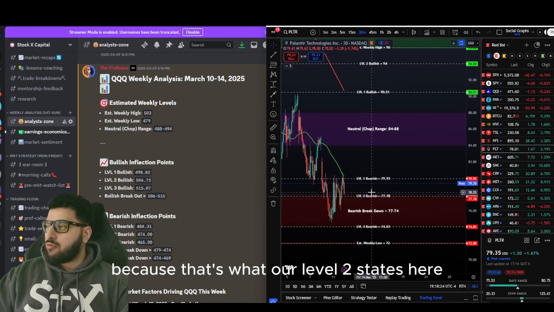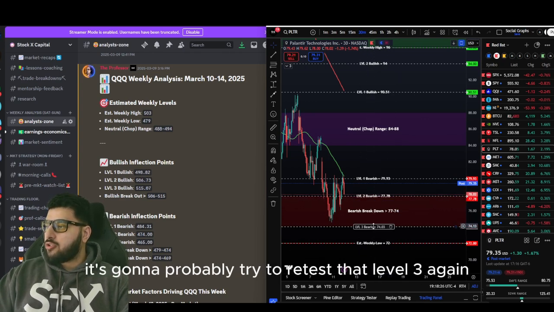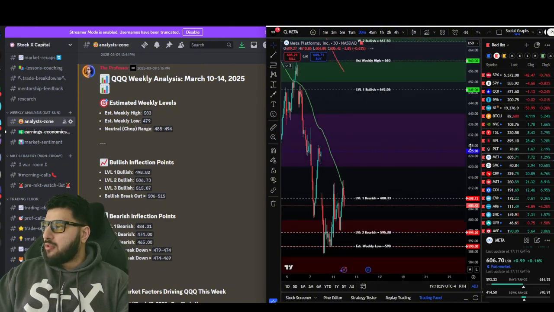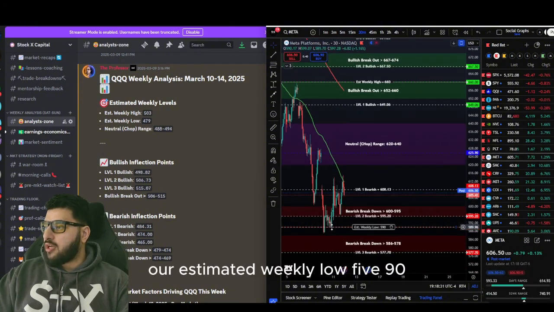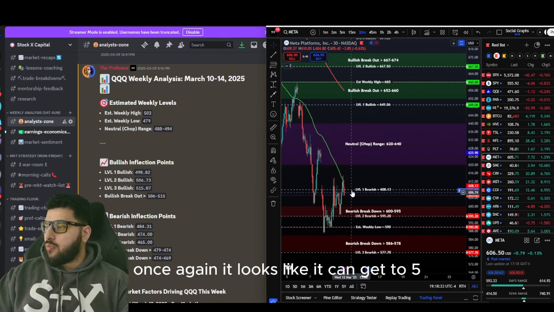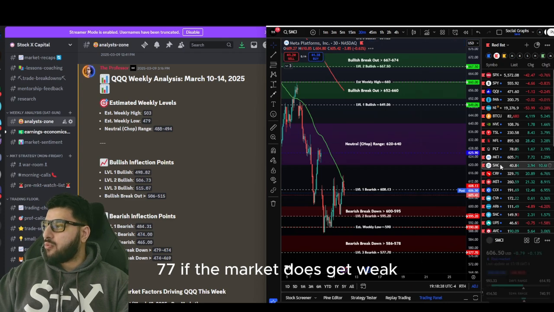Because that's what our level 2 states here. So it's gonna probably try to retest that level 3 again. You can see that Meta often holds our estimated weekly low, 590. Once again, it looks like it can get to 577 if the market does get weak.